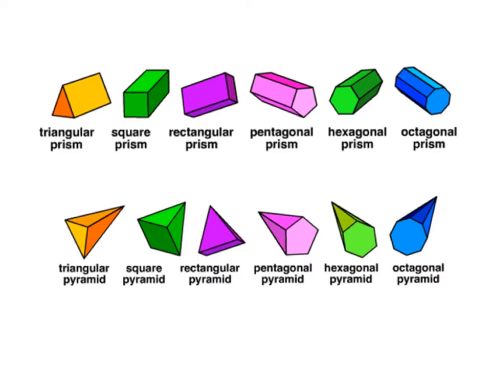So pyramids are named according to the shape of the base. So triangular pyramid, also known as a tetrahedron, a square pyramid, rectangular pyramid, pentagonal pyramid, hexagonal pyramid, and octagonal pyramid, and so on. So those are all special families of polyhedron.